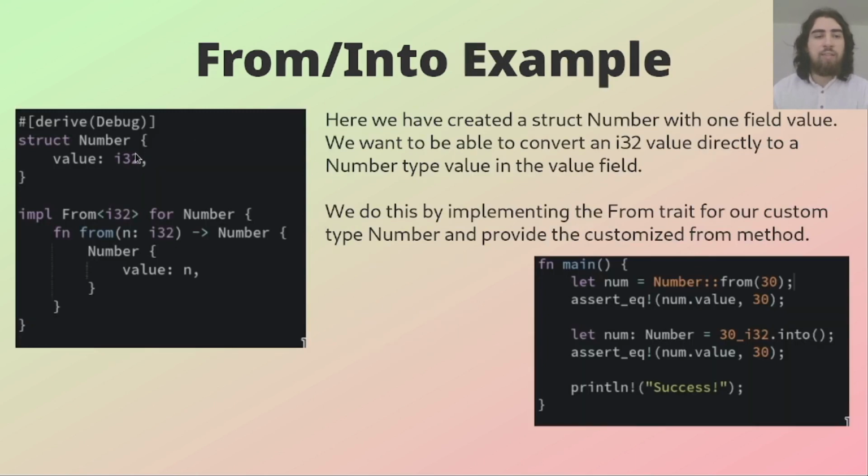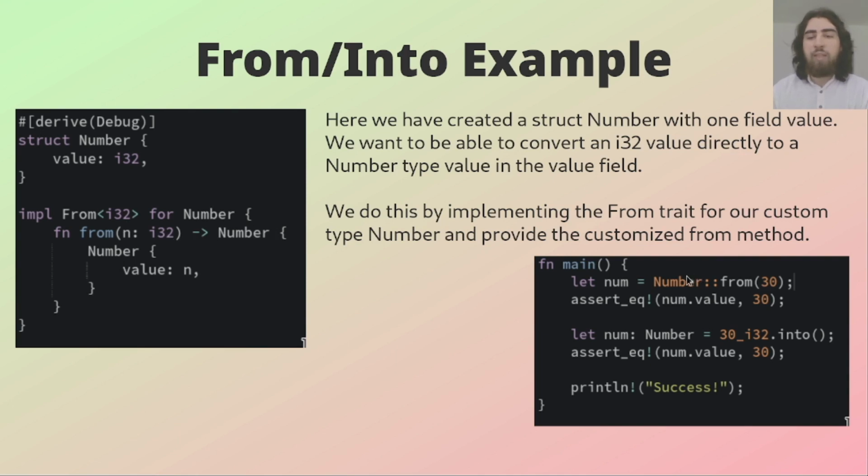Let's see an example here. We have a custom type Number, and over here we are implementing the From trait. So we want to convert from an i32 to our custom type Number. The From trait implements a method from. So we take here as an argument an i32, and we will then create a new instance of the Number type with the provided value and then return it.